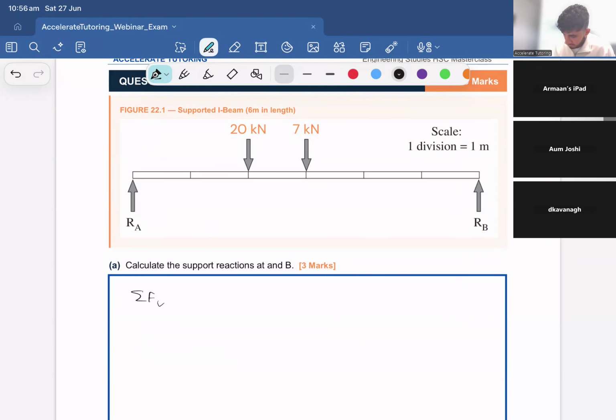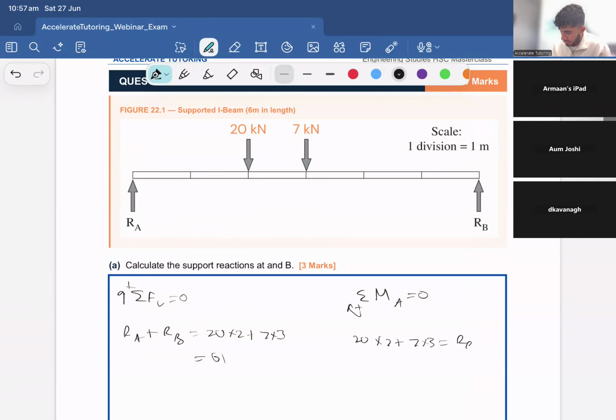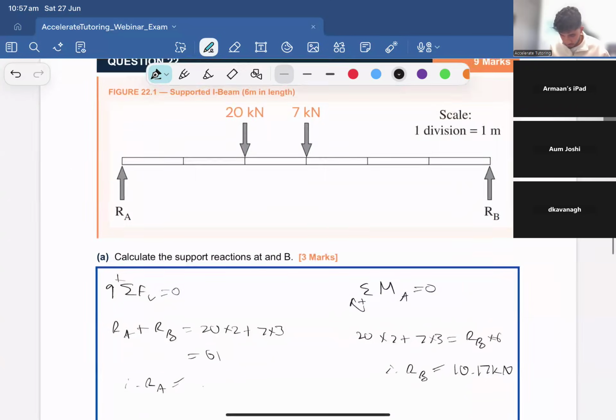So sum of forces in vertical is equal to 0, up is positive, RA plus RB is equal to 20 times 2 plus 7 times 3. That gives us 61. We then take moments about either point A or B, doesn't really matter. Clockwise is positive. We get 20 times 2 plus 7 times 3 is equal to RB times 6. Therefore, RB is 20 times 2 plus 7 times 3 divided by 6, 10.17. Therefore, RA is 61 minus 10.17, so 50.83 kilonewtons.